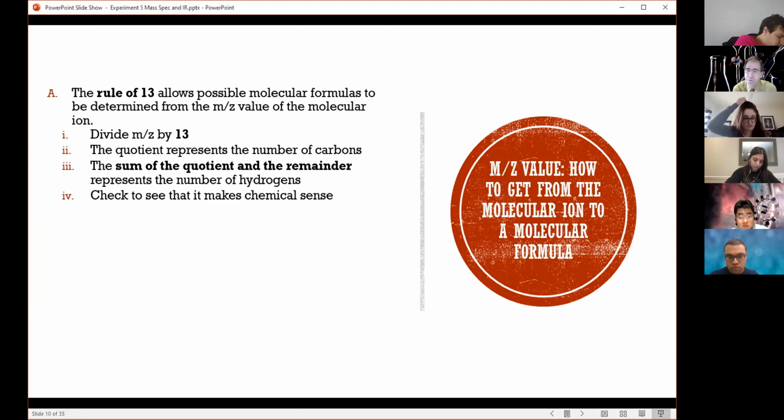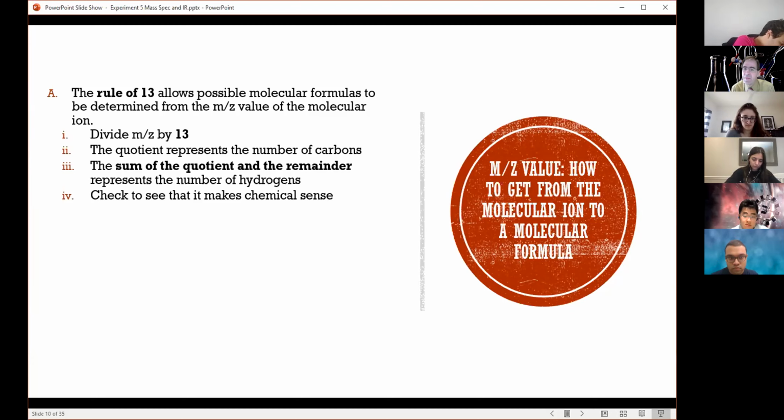So what you do, and I'll go through an example here in a moment, is you take your parent mass, the biggest peak, and you divide that by 13. The quotient represents the number of carbons. So the whole number you get is how many carbons are in your formula.